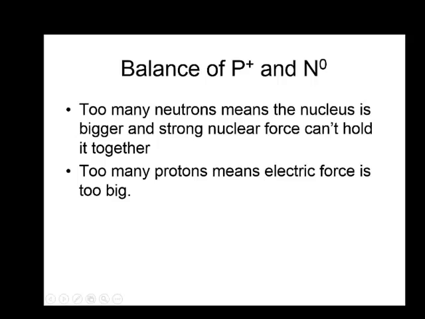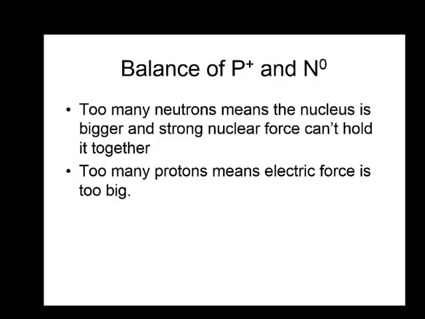So when we talk about the balance of protons and neutrons, there's a couple of things to consider. The first thing is, if there are too many neutrons in a nucleus, the nucleus is going to be too big and the strong nuclear force is not going to be able to hold it together because the strong nuclear force, again, occurs over a very short distance. If you have a large nucleus, that strong nuclear force essentially can't hold on because the nucleus is now bigger.